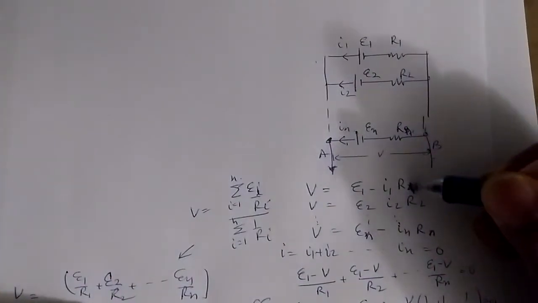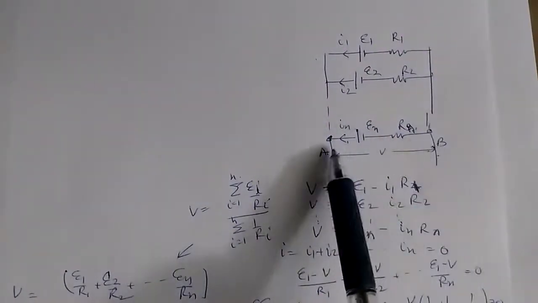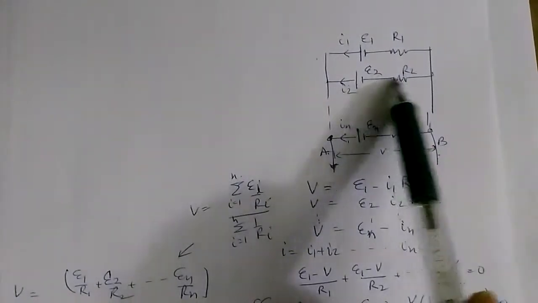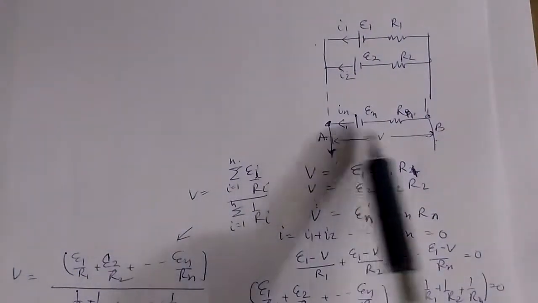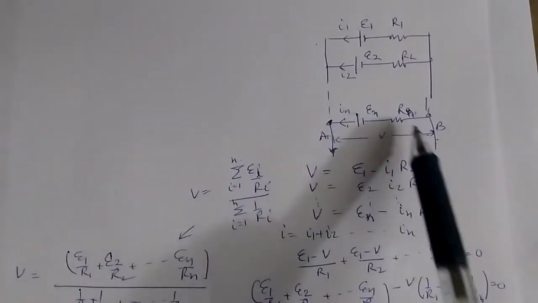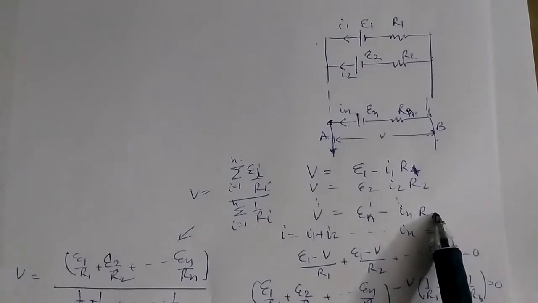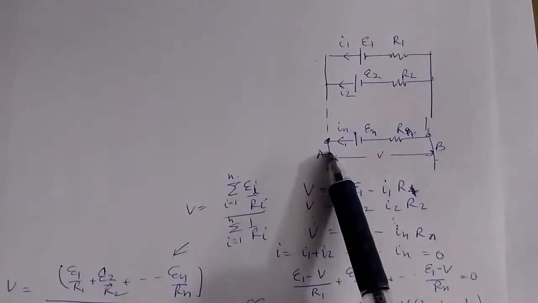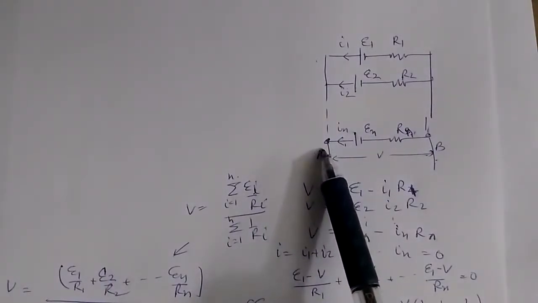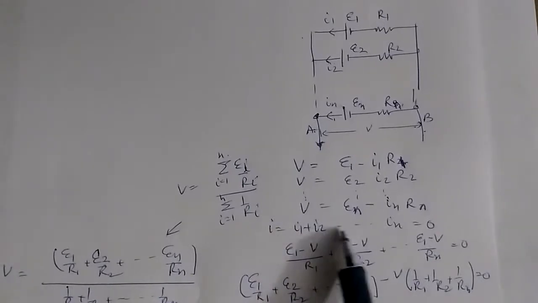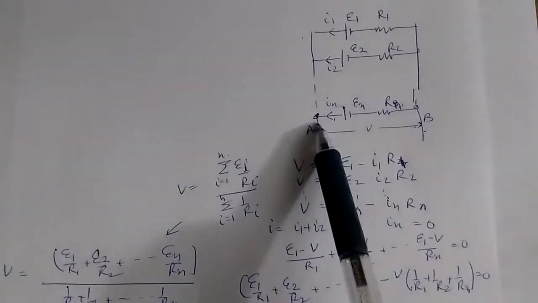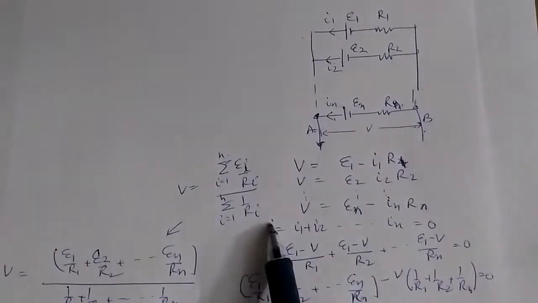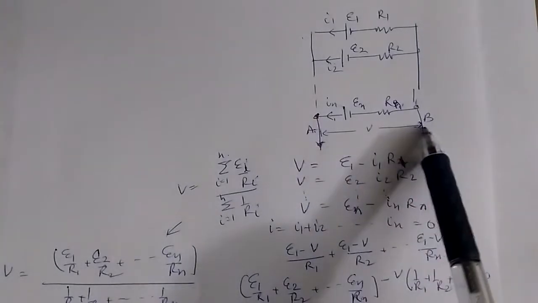In the same way, the voltage across this is the same V, and can be expressed as epsilon 2 minus the drop across it, I2 R2, and so on. We can express this voltage as V equal to epsilon n minus In Rn. Now these currents I1, I2, up to In combine to make the current I, given by the sum I1 plus I2 plus up to In equal to 0. Since this is an open circuit, we have not connected any external resistance, so this I must be equal to 0. No current is flowing out of this.